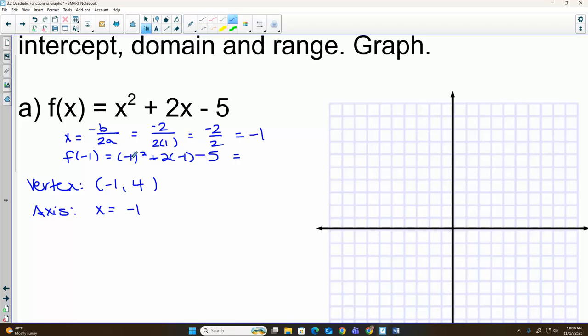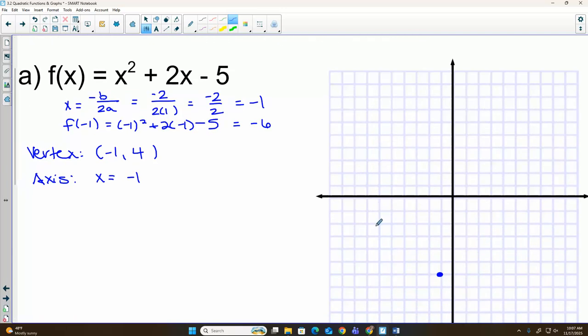Okay, so 1 minus 2 minus 5 will give me negative 6. So how about negative 1, negative 6? The vertex is that point. The axis of symmetry, the vertical line going through it, is x equals negative 1. We typically draw that as a dashed line.